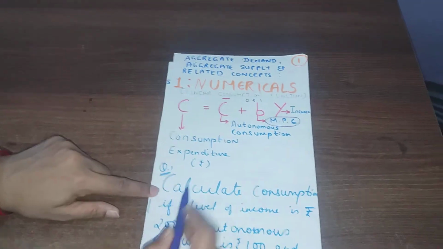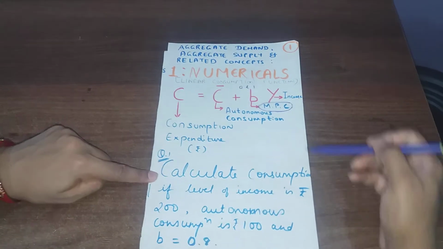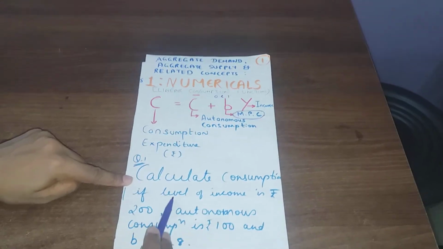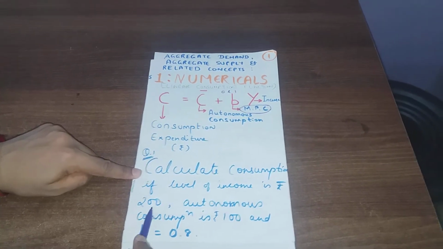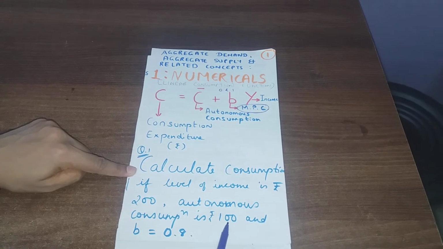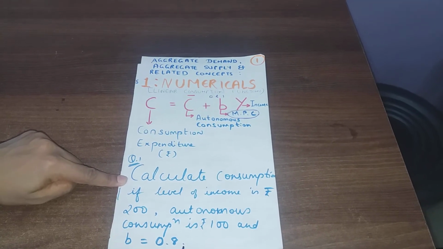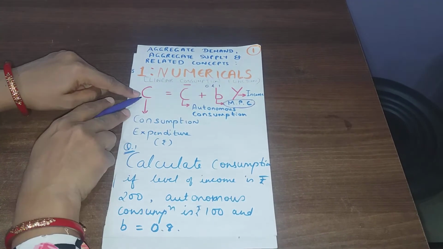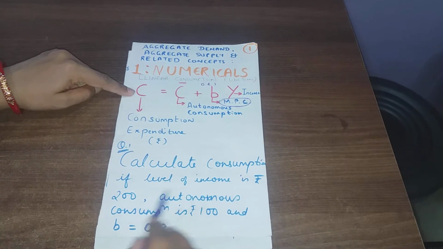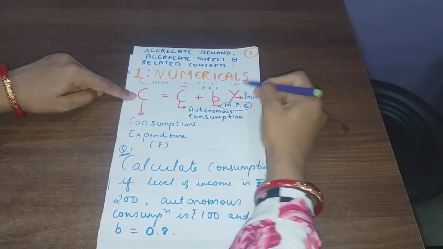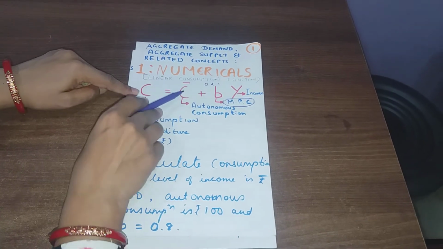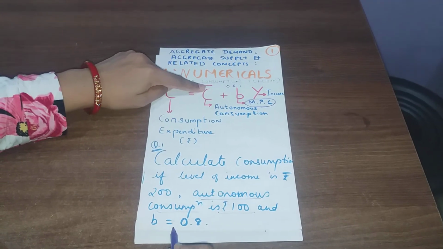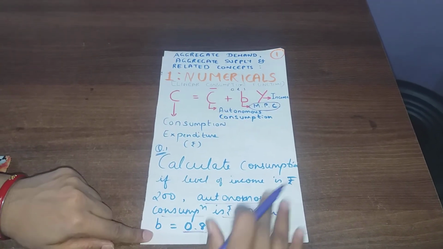So let us see this particular numerical and let us see whether you are able to understand what is given and what not. Calculate consumption if level of income is rupees 200, autonomous consumption is rupees 100 and B is equal to 0.8. I think you all must have understood what you have to find. You have to find consumption, that is C. Level of income is rupees 200, means you are given Y. Autonomous consumption is given to you as rupees 100. This is C bar. And B is directly given to you as 0.8.